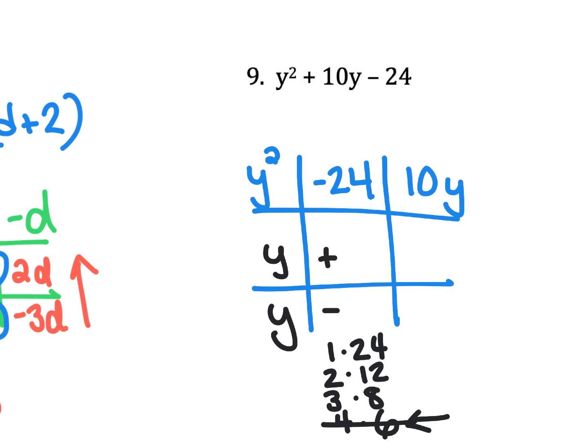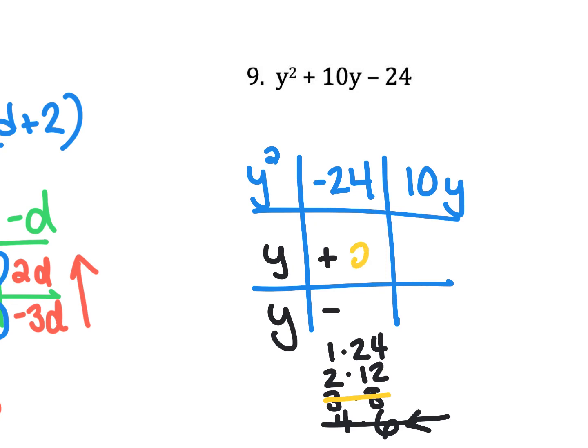I'm going to try the next two, 3 and 8. All right, multiply across, 3y, negative 8y. 3y plus negative 8y would be negative 5y. Doesn't work. Cross this one off. So here's finally an example where we're going to try a couple of things. So let's go to 2 and 12.